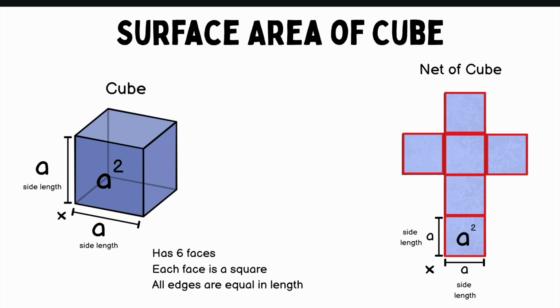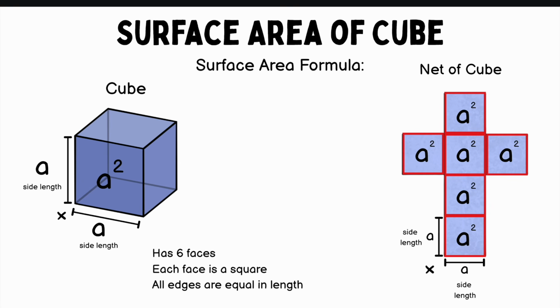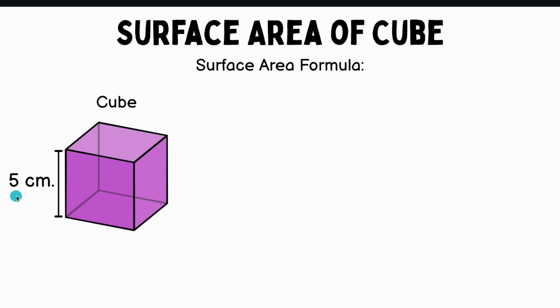squared. But remember, cubes have 6 faces, so we have to do A squared 6 times. That means that the surface area formula of a cube is surface area equals 6A squared. A squared 6 times. This cube has a side length of 5 centimeters. Let's write the formula. Surface area equals 6A squared.